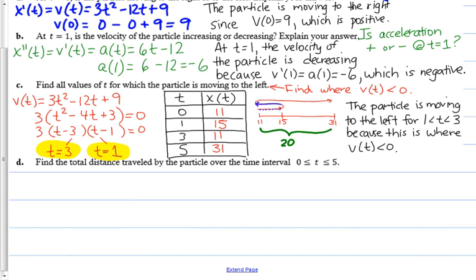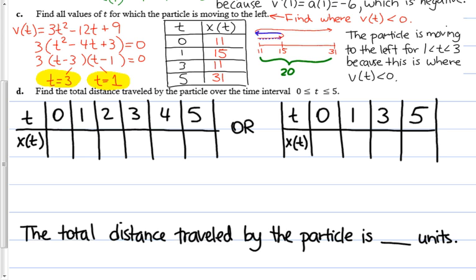What I'm going to do is make two tables. One is the long way, one is the short way. Pick your poison. If you were listening, I just basically explained what the total distance traveled was. You can use that little chart that we made in part C, this right here. From 11 to 15, that's 4, but then from 15 back to 11, that's another 4 units. And then from 11 to 31, that's 20, so that is 28 units. And that was the total distance traveled.